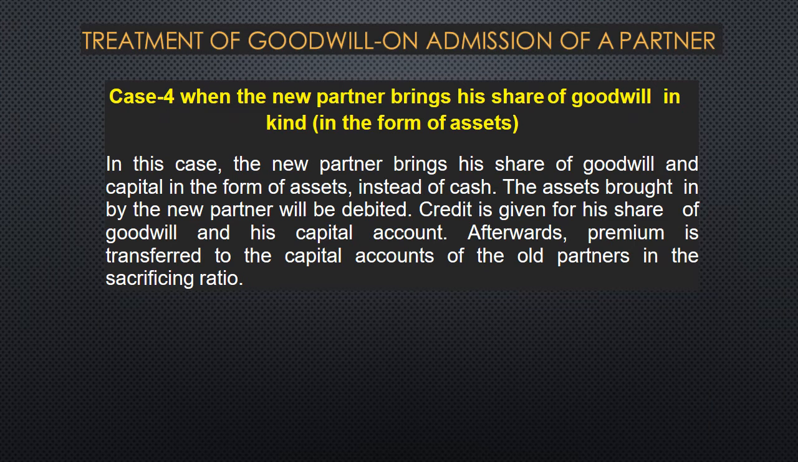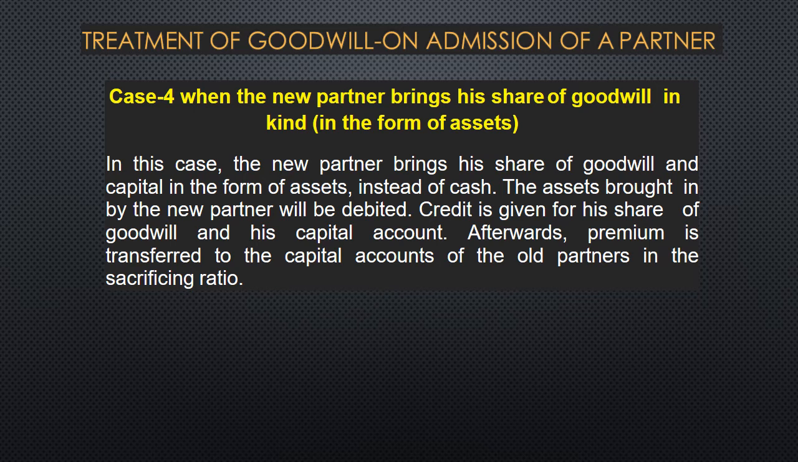Now case 4. Case 4 arises when new partner brings his share of goodwill in kind. It means in form of other assets. In all the previous cases, case number 1, 2, 3, the new partner was bringing his goodwill in the form of cash or through bank. But in this case he will bring his share of goodwill in form of other assets such as land, building, etc. Now, in place of cash, that asset will be debited.